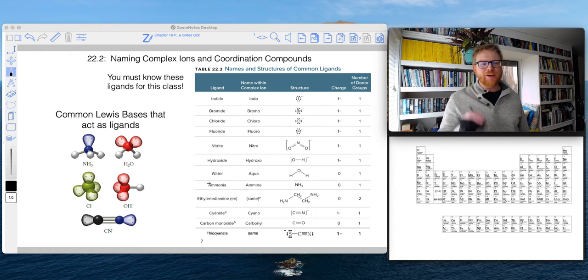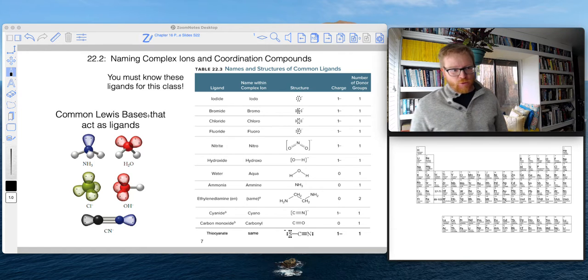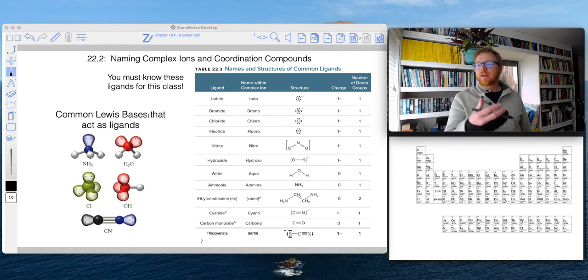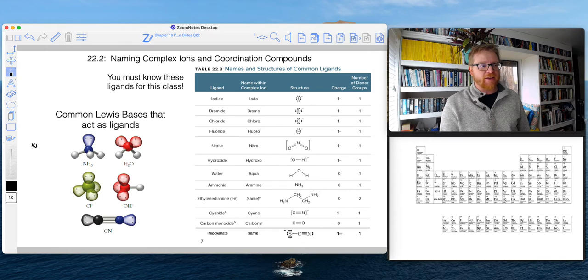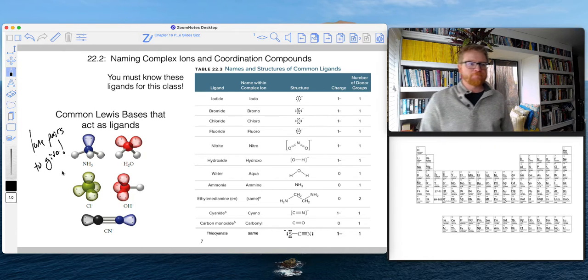Let's get into learning how to name our complex ions and coordination compounds, okay? So these are some of the most commonly occurring Lewis bases that act as ligands. So remember, a ligand in a complex ion is a Lewis base because it donates its electron pairs to the central metal atom. And what all of these have in common is they all have lone pairs to give. So let's write that, lone pairs to give, okay?